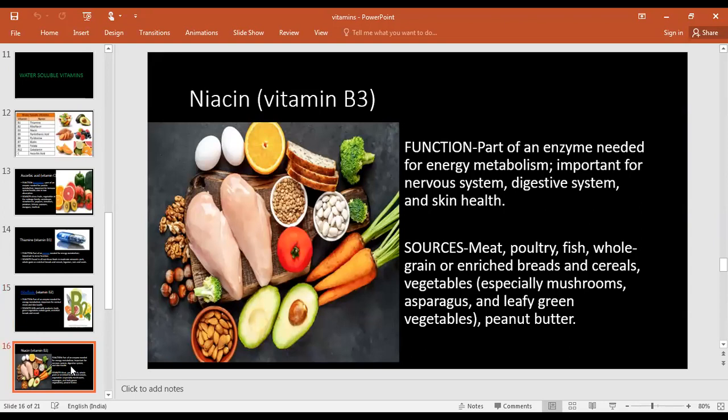Again, the first function of niacin is energy metabolism. It is also important for the nervous system, digestive system, and skin health. Okay. And what are the food sources you can see here? Meat, poultry, whole grain, asparagus, mushrooms. What is this vegetable known as? Avocado. So these are rich sources of niacin. And if there is a deficiency of niacin, it will result in diarrhea and abdominal pain, which you will see in the last.